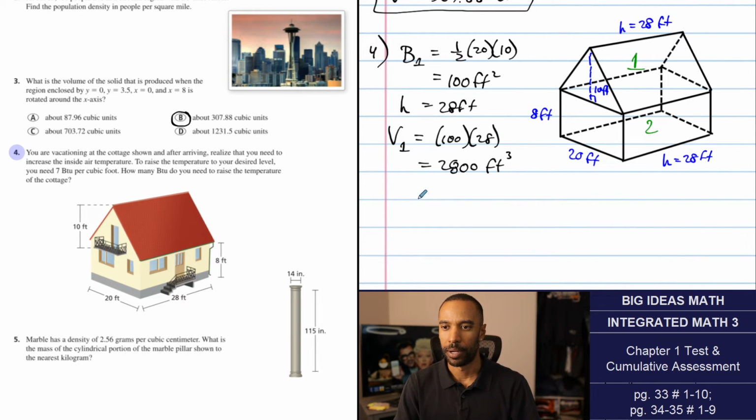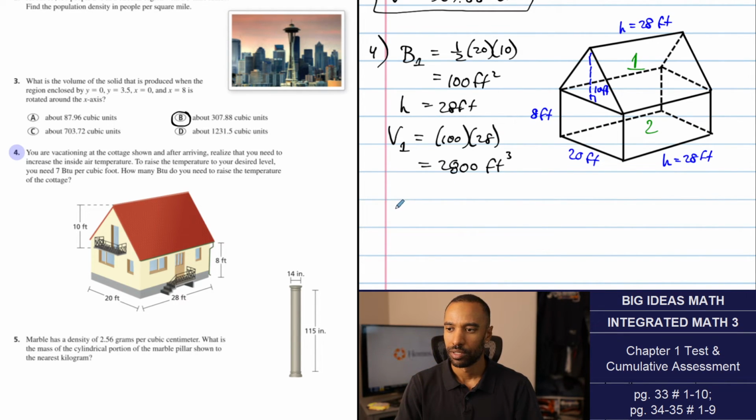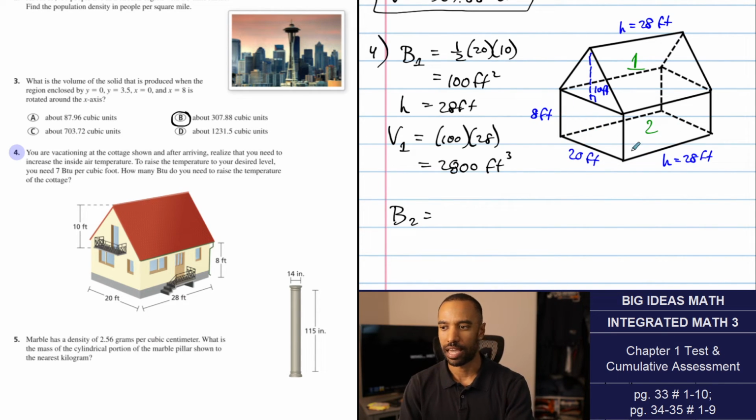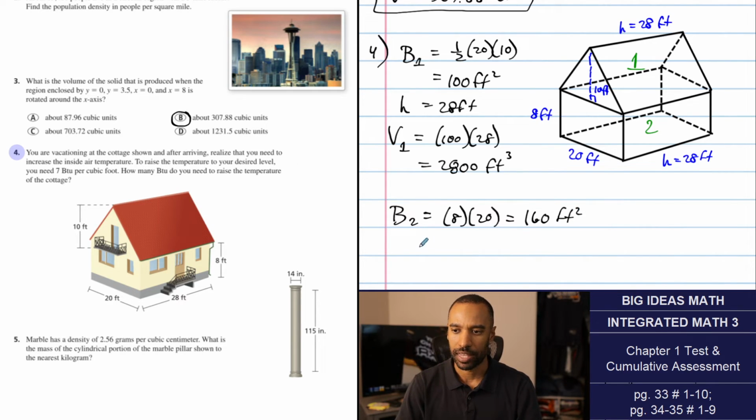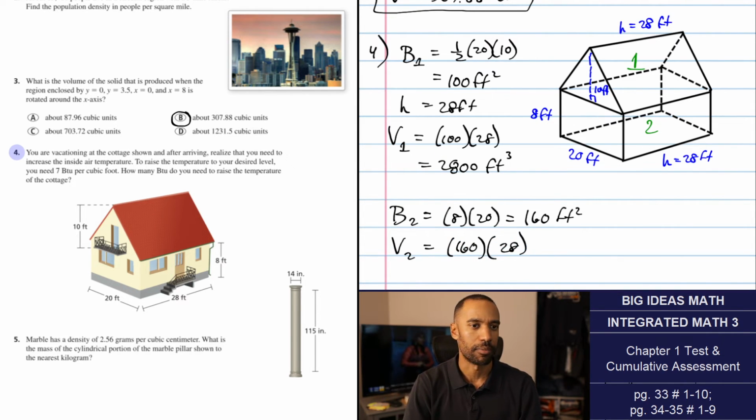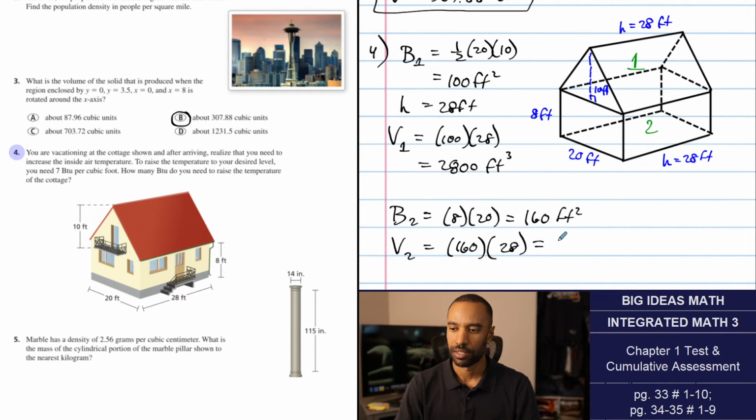So there's item 1. Item 2, area of base there. I'm going to call this 8 by 20, and just keep the height as 28, to keep it consistent. So 8 times 20 is 160 square feet. With the height being 28, the volume of object 2 is area of base times height. I don't know that number, so let me get that. 160 times 28 is 4,480 cubic feet.